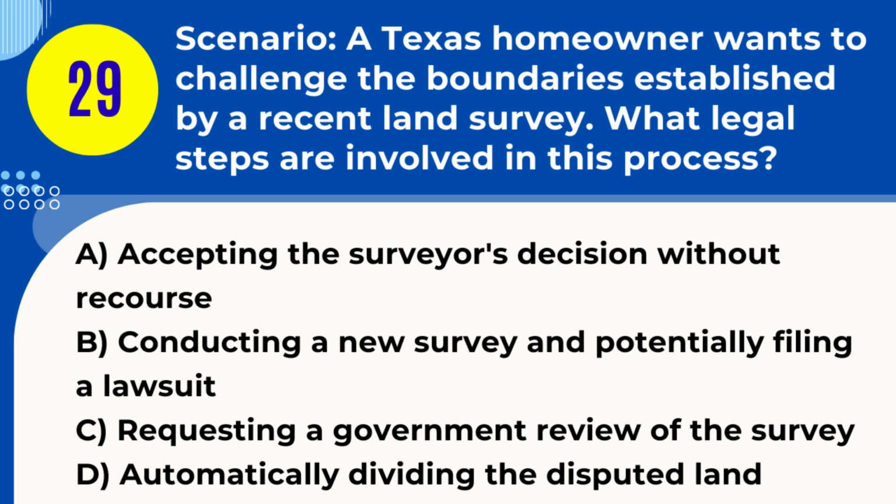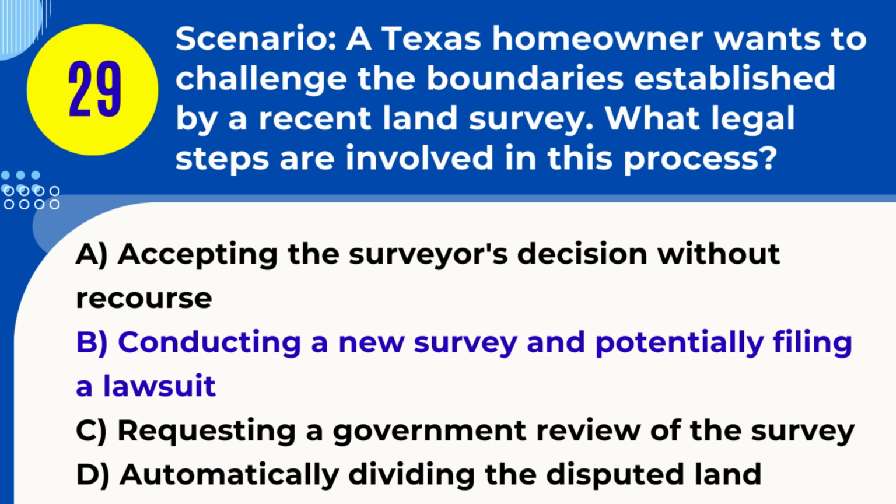Question 29. Scenario. A Texas homeowner wants to challenge the boundaries established by a recent land survey. What legal steps are involved in this process? A. Accepting the surveyor's decision without recourse. B. Conducting a new survey and potentially filing a lawsuit. C. Requesting a government review of the survey. D. Automatically dividing the disputed land.